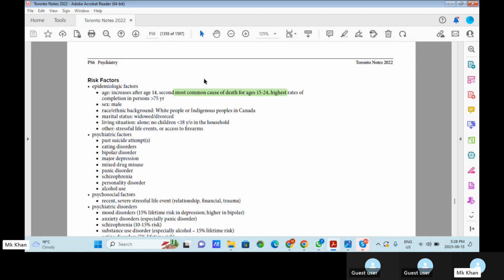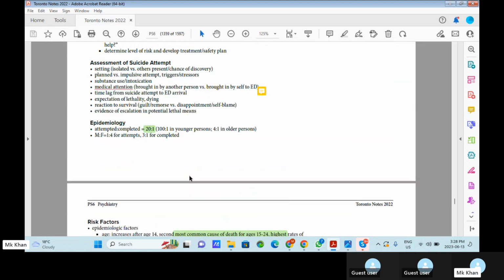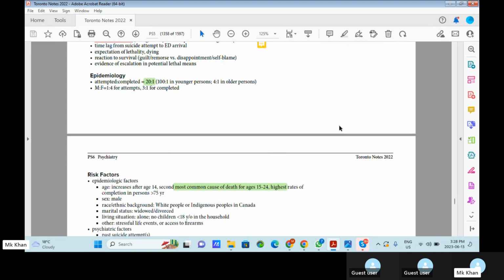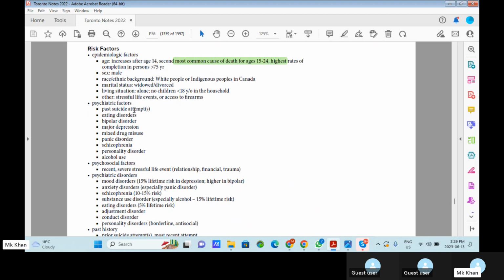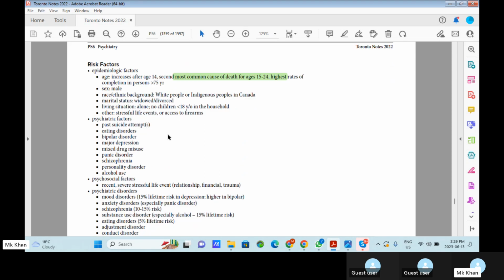These are all the risk factors that we have seen here, like the SAD PERSONS: age, male sex, and ethnic background. Then there are psychiatric factors. Past suicidal attempt is the biggest one. Then all these psychiatric disorders make the patient more prone to be at high risk.